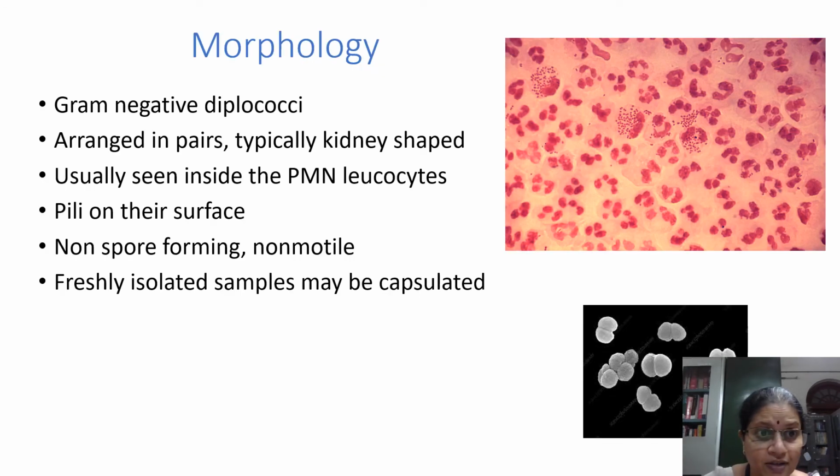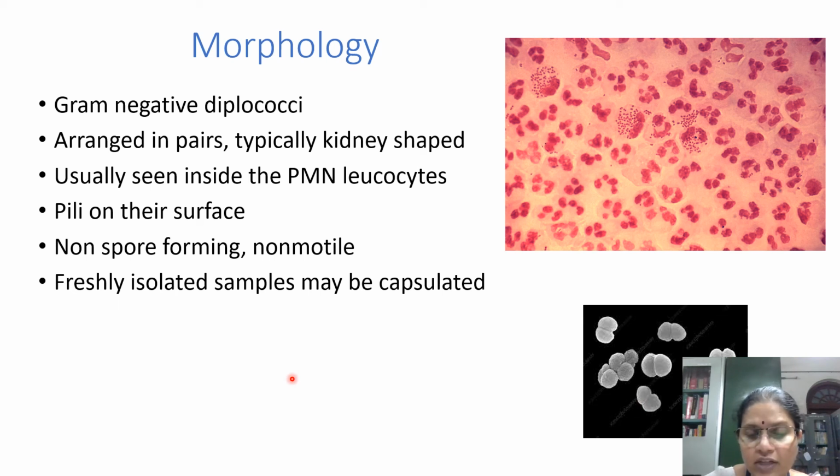So as I said, Neisseria gonorrhoeae is a gram-negative cocci, gram-negative diplococci. That means they are arranged in pairs. Two cocci will be arranged together as a pair. As you can see in this picture below, you can see two cocci which are arranged in pairs. So it is a diplococci.